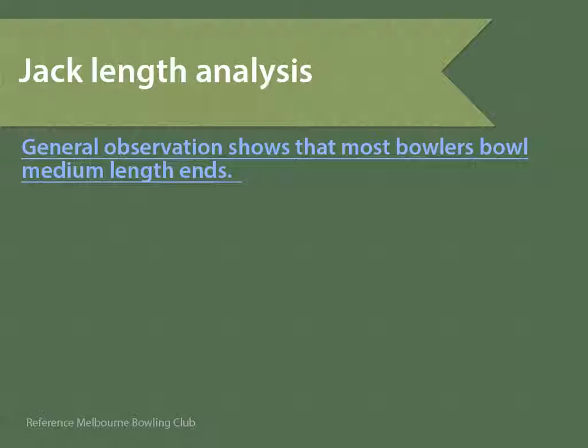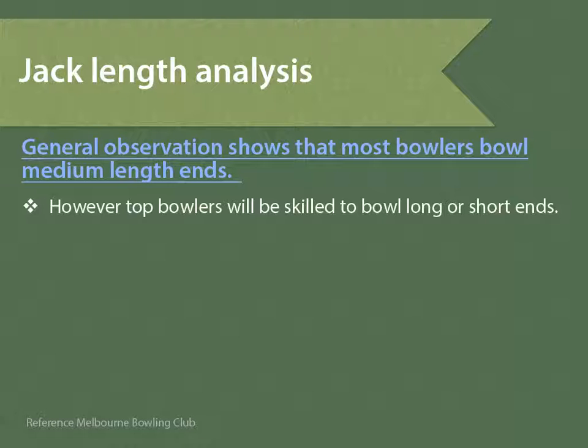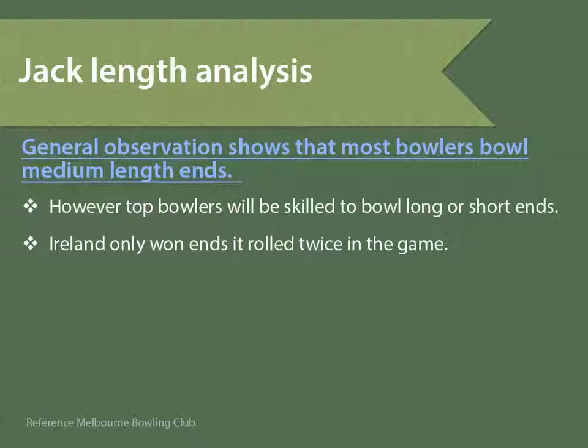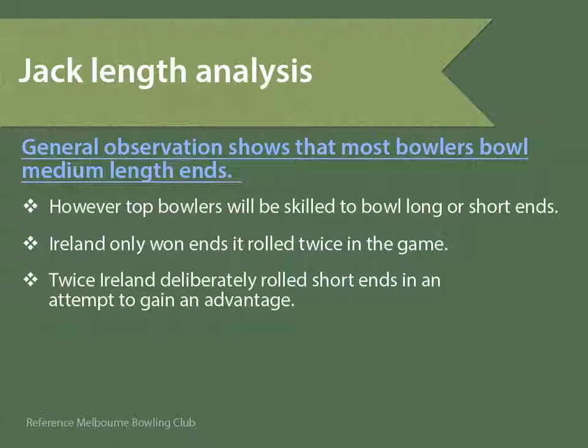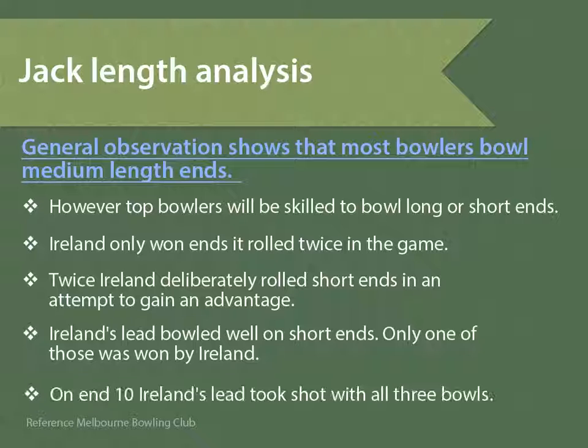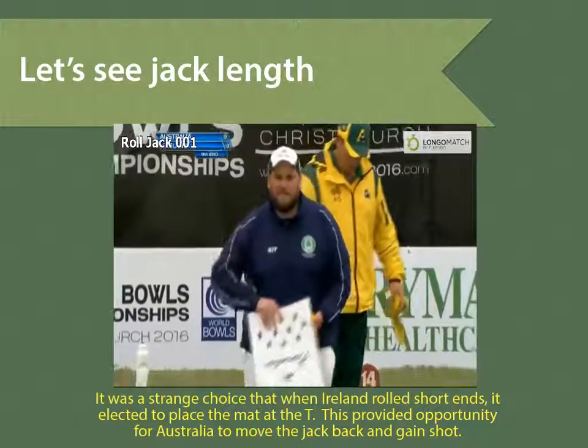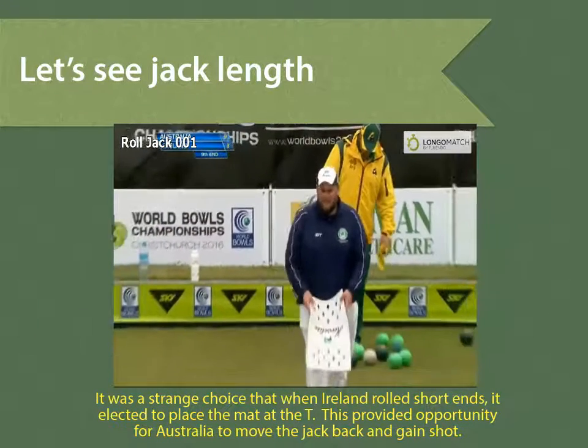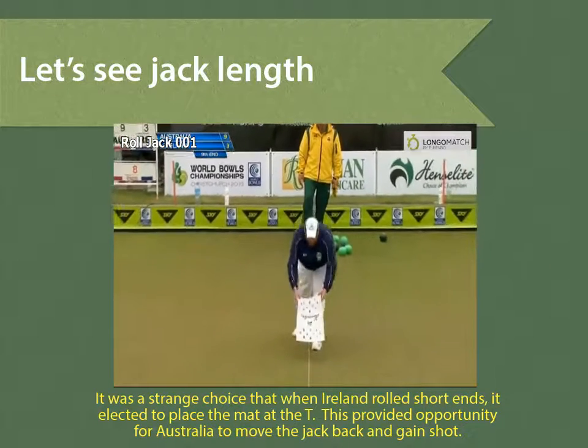Observation shows that most bowlers will bowl medium-length ends. However, top bowlers will be skilled to bowl long or short ends. Ireland only won ends it rolled twice in the game. Twice Ireland deliberately rolled short ends in an attempt to gain an advantage. Ireland's lead bowled well on short ends. Only one of those ends was won by Ireland. On end 10, Ireland's lead took shot with all 3 bowls. Here we see Ireland elects to move the mat back.